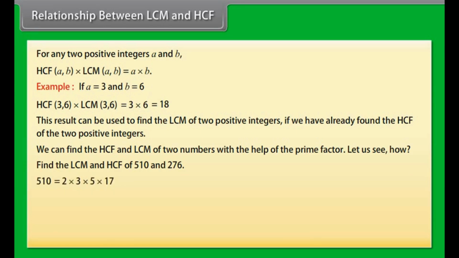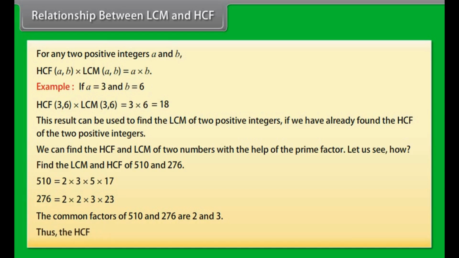510 is equal to 2 into 3 into 5 into 17. 276 is equal to 2 into 2 into 3 into 23. The common factors of 510 and 276 are 2 and 3. Thus, the HCF is equal to 2 into 3.